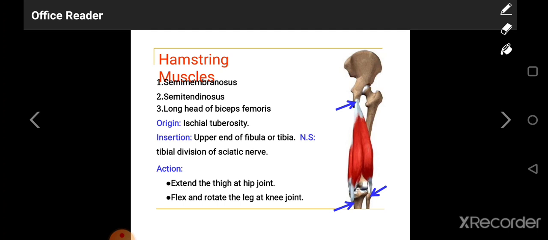The rest of the muscles include semimembranosus, semitendinosus, and long head of biceps femoris. All these muscles take their origin from ischial tuberosity, and they are inserted on the upper end of fibula or tibia, and they are supplied by the tibial division of the sciatic nerve. So in the back of thigh we have the nerve which is supplying all the muscles of the back of thigh, that is the sciatic nerve. Action of these muscles includes extension of the thigh at the hip, and flexion and rotation of the leg at the knee joint.